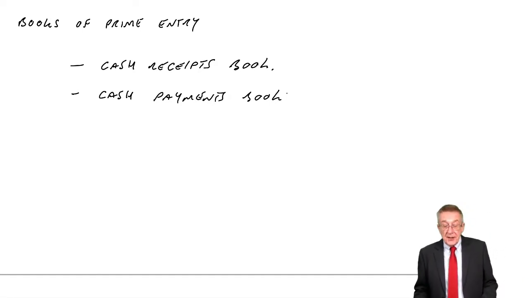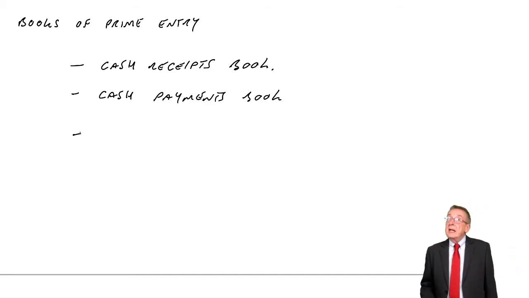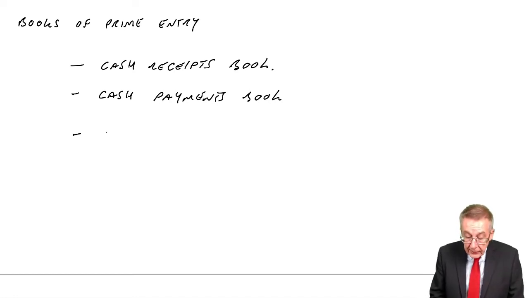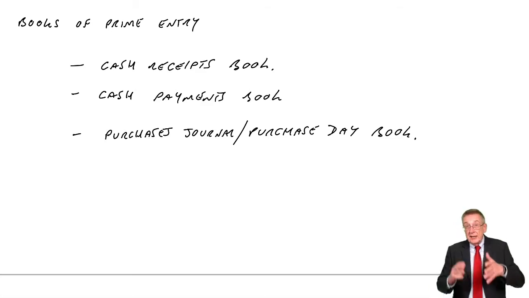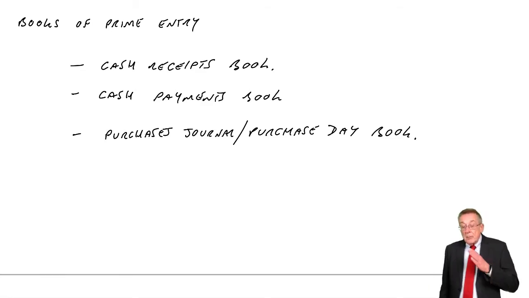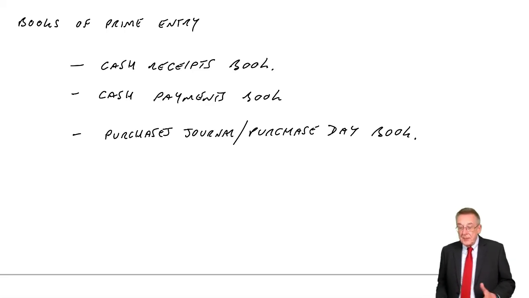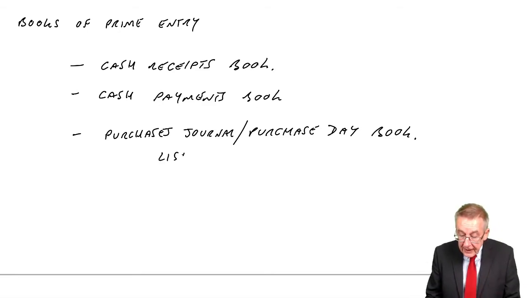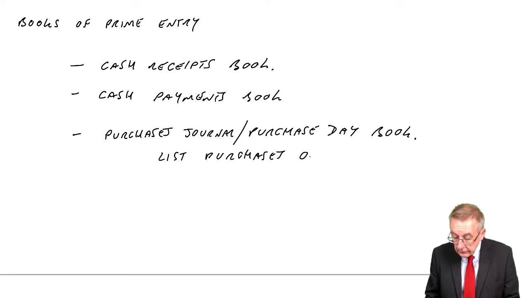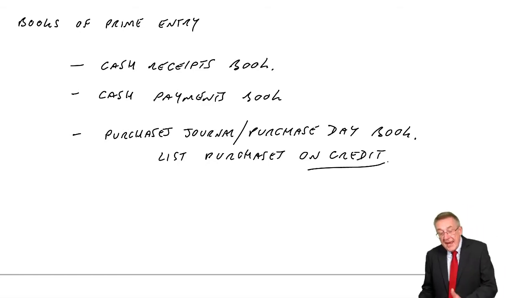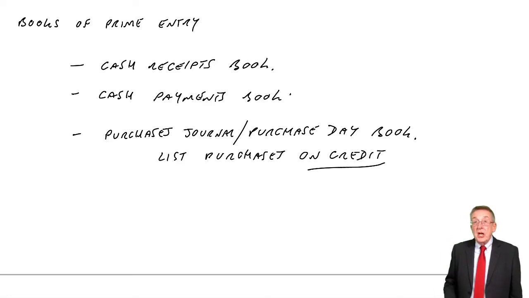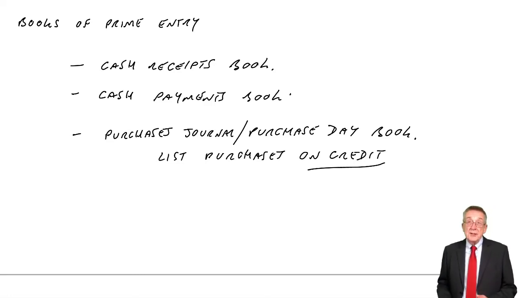As far as purchases on credit are concerned, we'll note them in another book. And here, the name can be very confusing. It's either called the Purchases Journal or the other name is the Purchase Day Book. I'm sorry, a lot of this is terminology and I'll summarise the various books at the end of the lecture. But rather importantly, whatever its name is, this lists purchases on credit. Only purchases on credit. We may buy goods for cash, but then you're paying cash and it's listed in the cash payments book. The Purchases Journal, the Day Book, is only to make a note of purchases on credit.